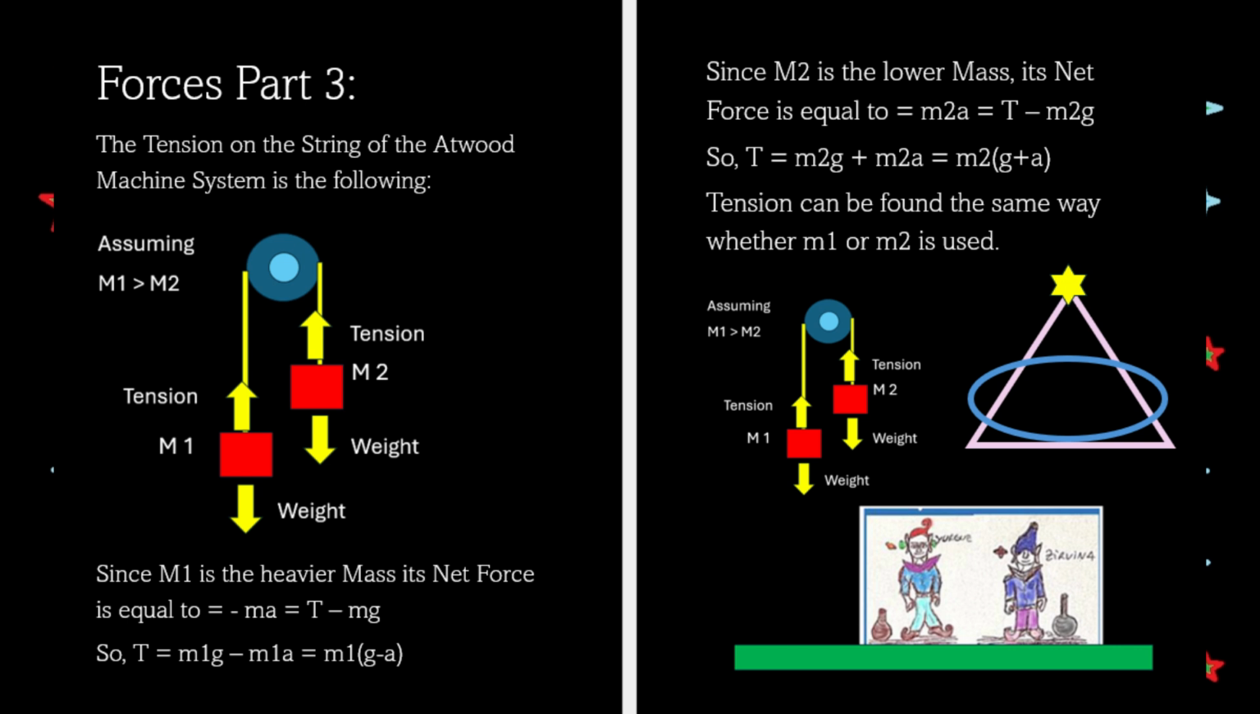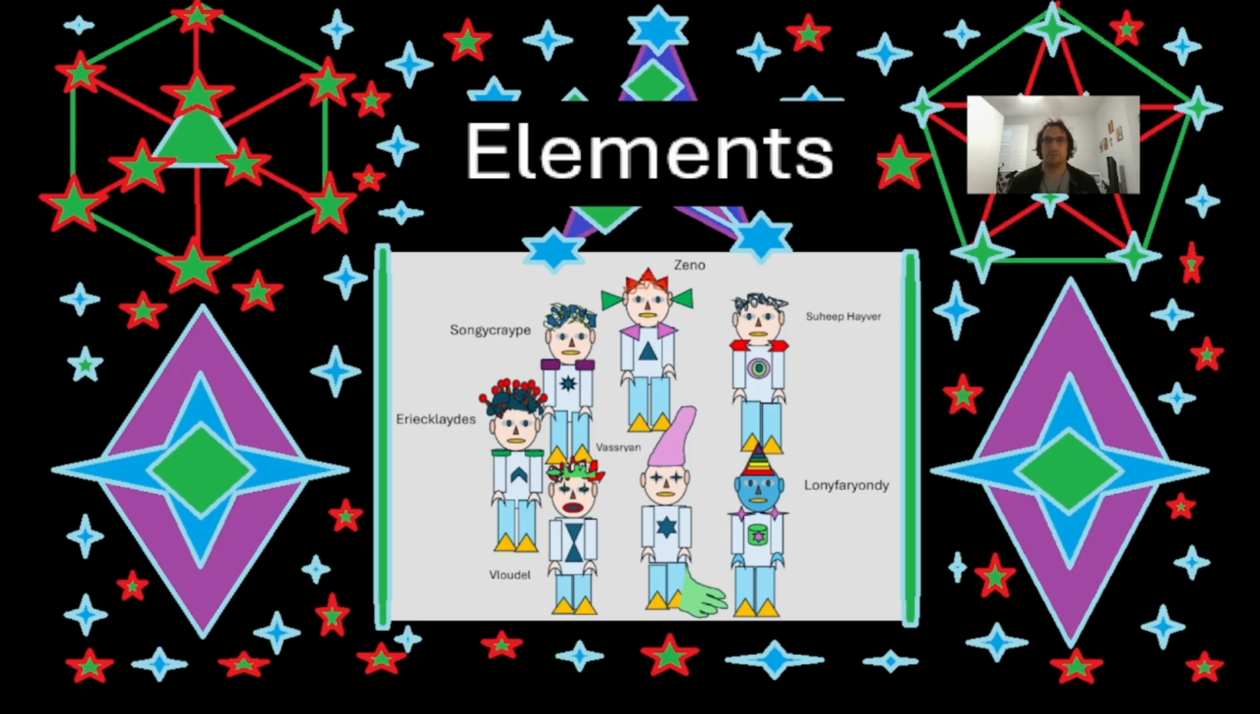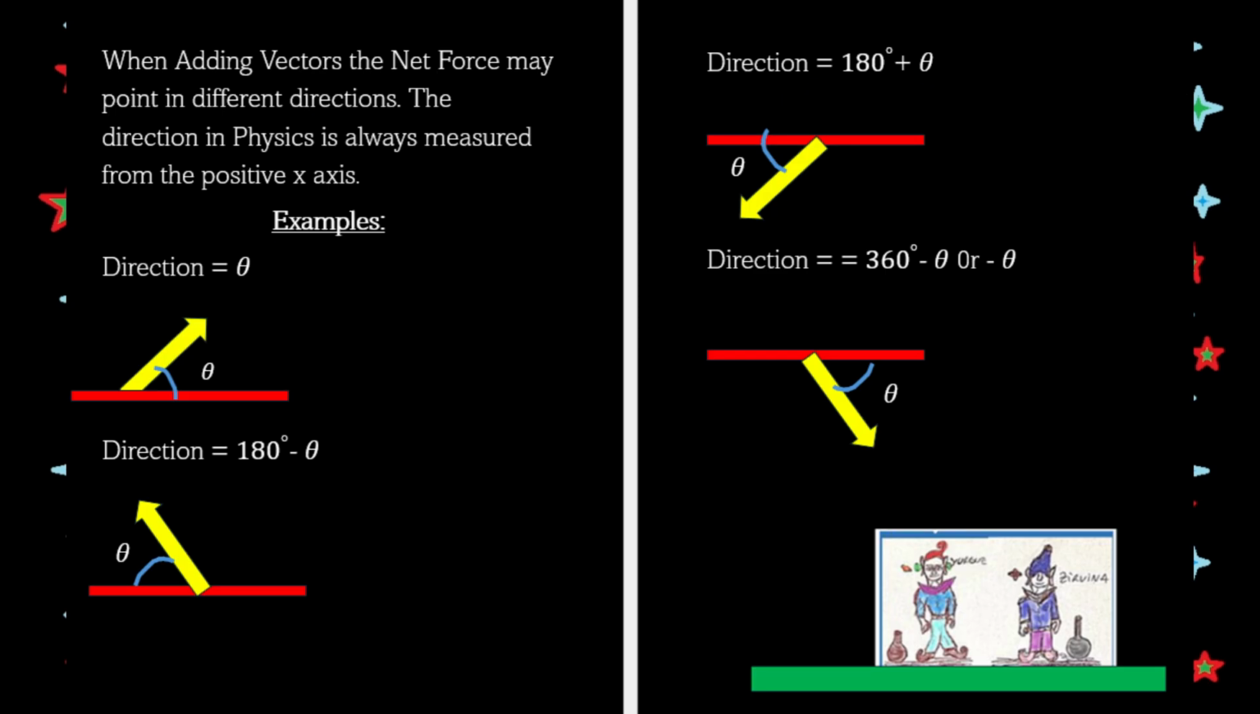In the video forces part 1, I believe, and also in part 2, we talk about forces, we talk about direction of forces. But in physics, the direction of the net force is always measured from the positive x-axis. So if you have this first example, where you have an angle theta from the positive x-axis, the direction would just be theta. In the other example, where the arrow is pointing somewhat to the left and up, you're going to have to do 180 minus the angle theta to get the direction from the positive x-axis.